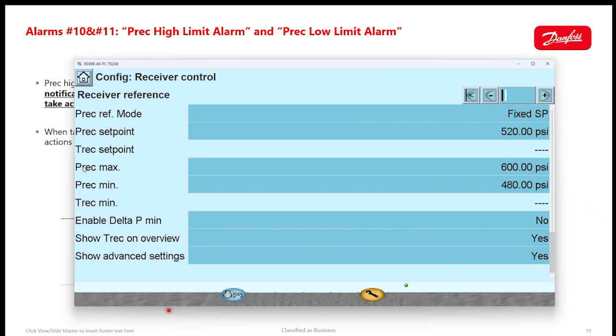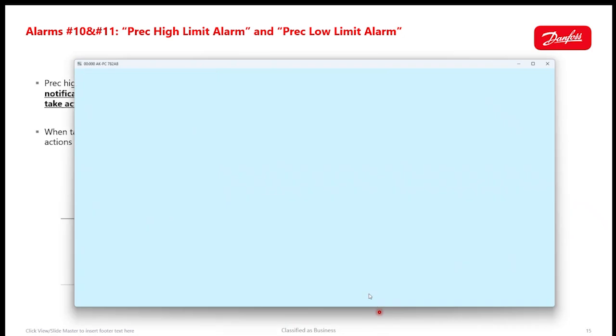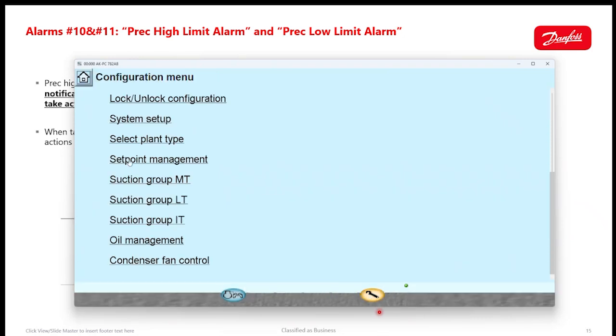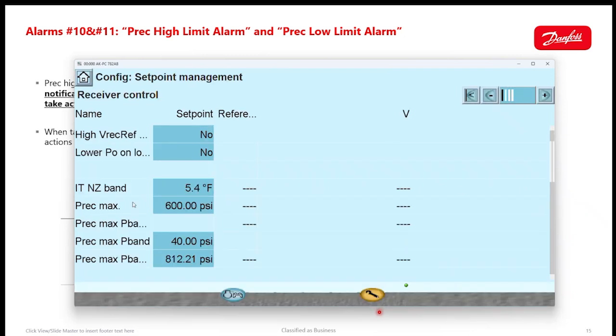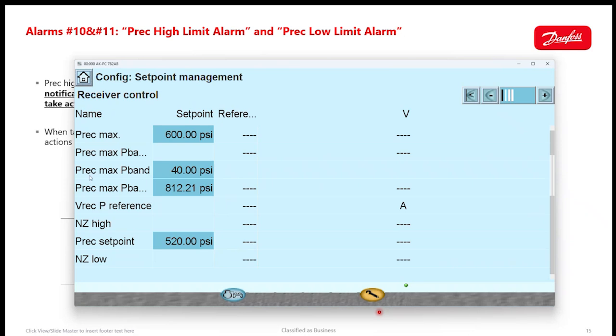So under receiver control, recall we had the PREC max setting. Let's just say for our example, we have this at 600 PSI. The other setting that defines this P band or this dead band range is back under set point management of the configuration menu. Under configuration management on the first page here, you can see for PREC max, there's a P band setting, and in my setup that I'm showing now it's set at 40 PSI. So 600 PSI, 40 PSI.